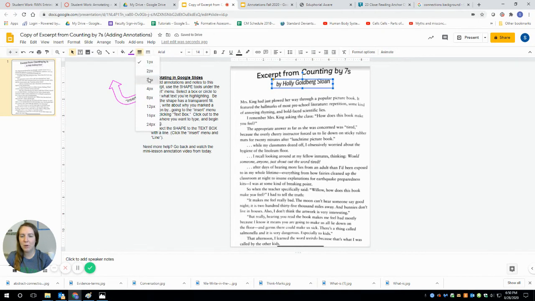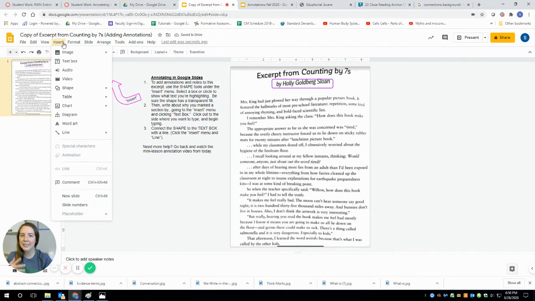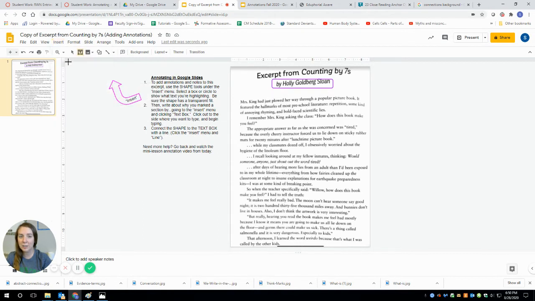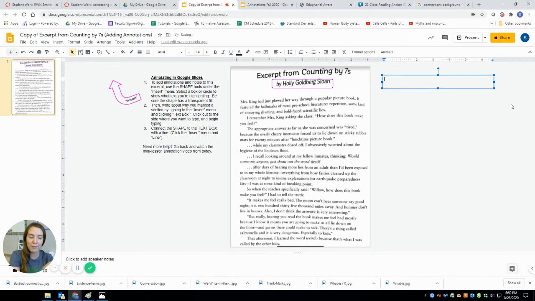So I'm going to say I want a 3-pixel line. So there it is. So the thing is, I need to know why you guys are picking particular things to do your annotations. So you're going to go to Insert, then click on Text Box. Click out to the side, just anywhere out to the side, actually off of the slide, and write down what your note is.